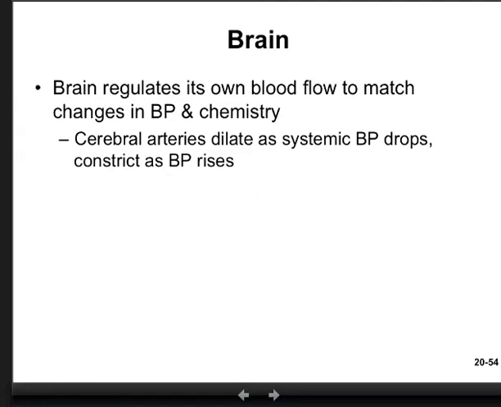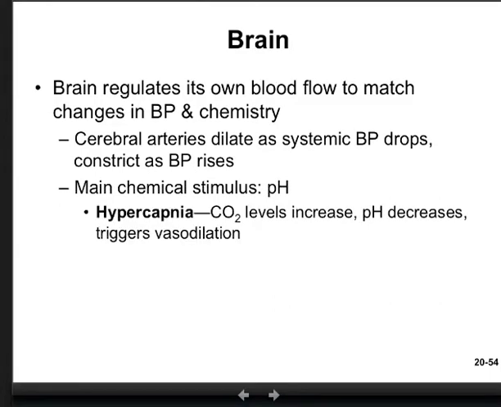The main chemical stimulus is pH. Hypercapnia occurs when CO2 levels increase. This results in the pH decreasing, and this triggers vasodilation. Now, you're going to have to think back to why the pH decreases as CO2 levels go up. Remember that as CO2 is introduced into an aqueous solution, it'll associate with water, that will produce carbonic acid, and carbonic acid can spontaneously dissociate into bicarbonate anion and free protons. And it's the free protons that produce the drop in pH.